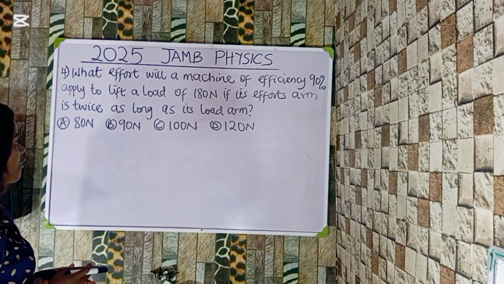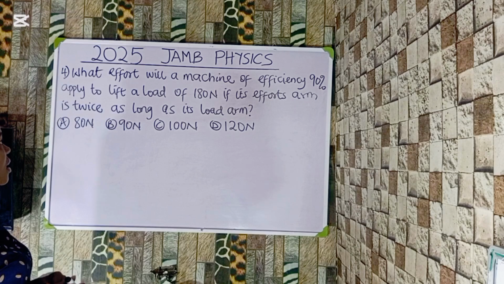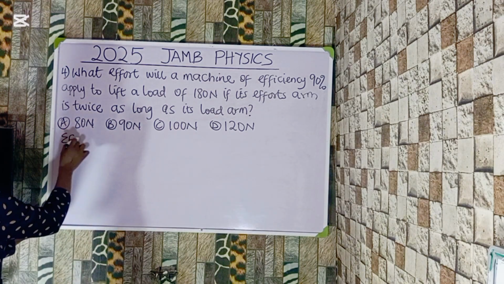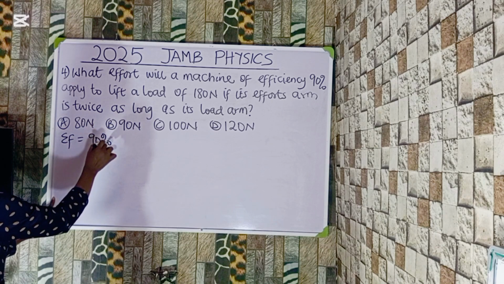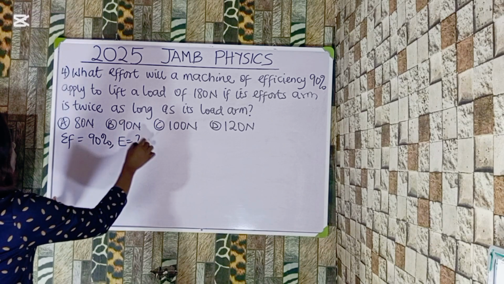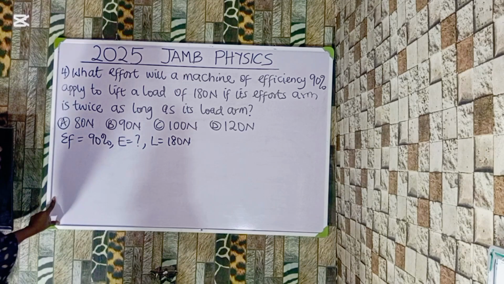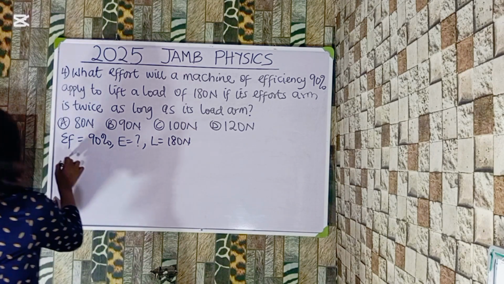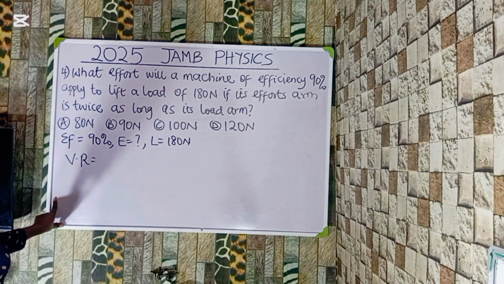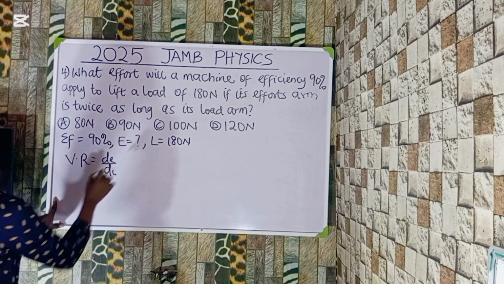So let's look at this to see what we are going to do in getting the answer. We are looking for effort. The first thing we are going to do is state our parameters given so we can get our effort. My efficiency is given as 90%. We are looking for the effort. We're given a load of 180 Newton. Now for us to get our velocity ratio, it is equal to the distance moved by effort to the distance moved by load.